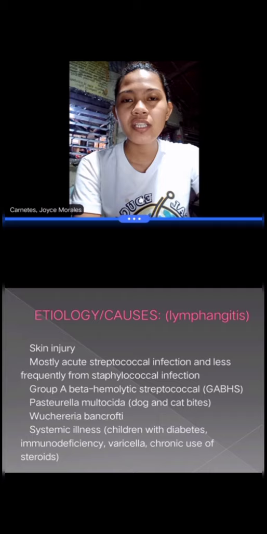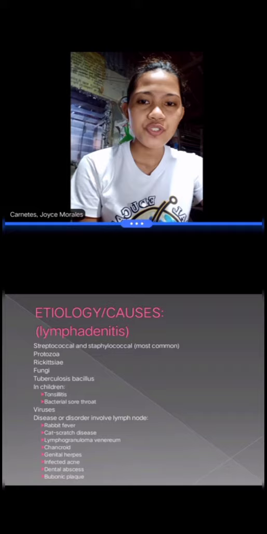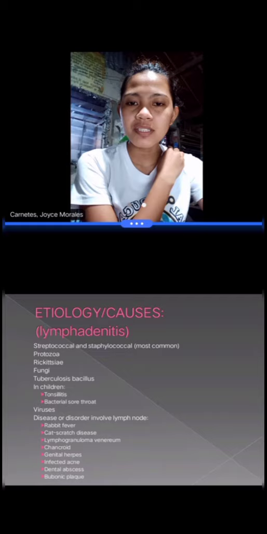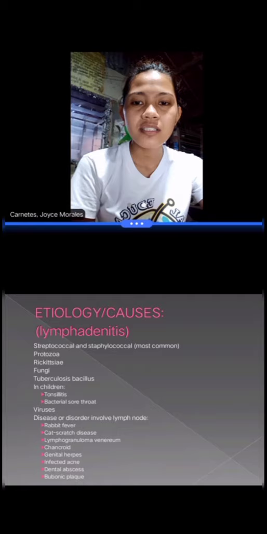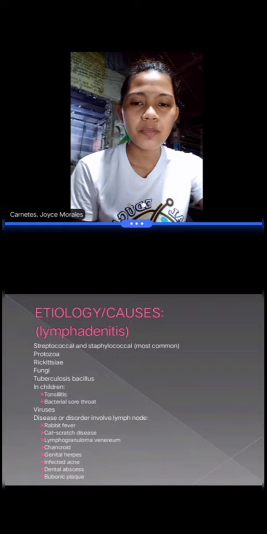The etiology and causes of lymphadenitis are most commonly streptococcal and staphylococcal infections, protozoa, rickettsiae, fungi, as well as tuberculosis bacillus, children with tonsillitis, bacterial sore throat, and viruses, as well as diseases or disorders involving lymph nodes such as rabbit fever, cat scratch disease, lymphogranuloma venereum, chancroid, genital herpes, infected acne, dental abscess, as well as the bubonic plague.